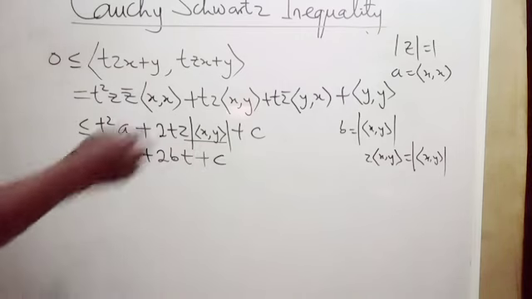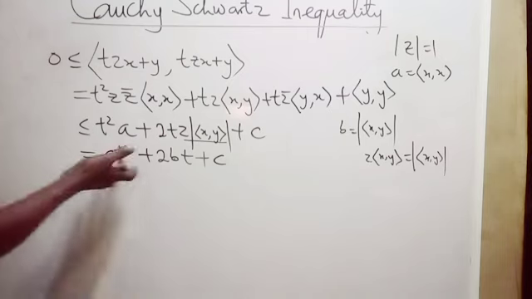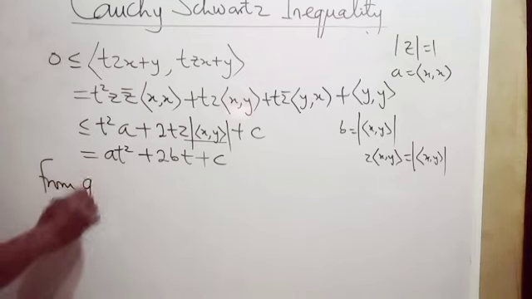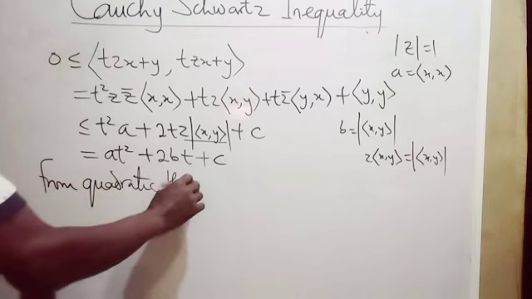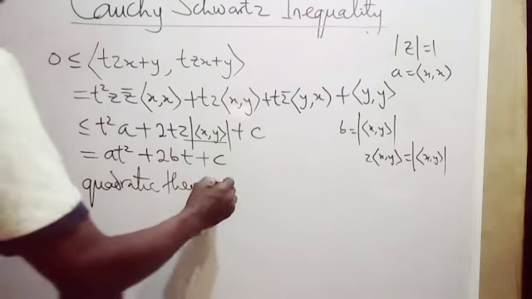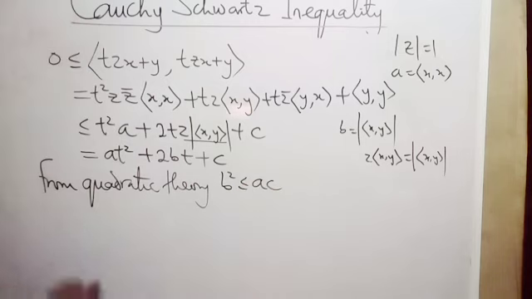You can see that this is an example of a quadratic equation. So from quadratic theory, you know, if we solve this, we're going to obtain that b squared is less than or equal to ac. Yes, this solution you obtain.